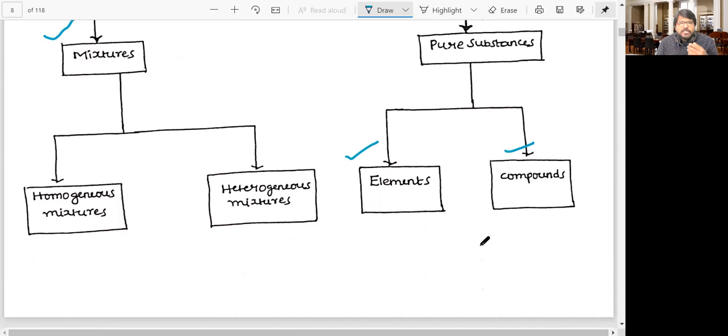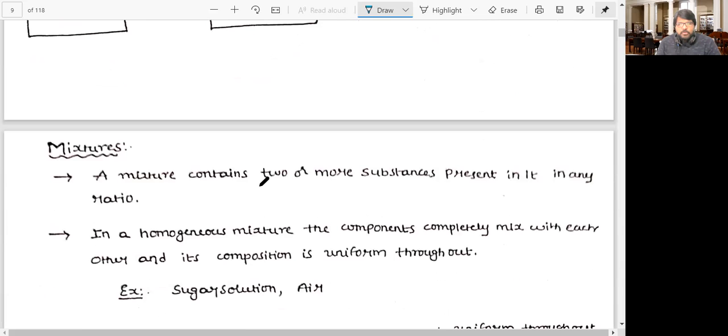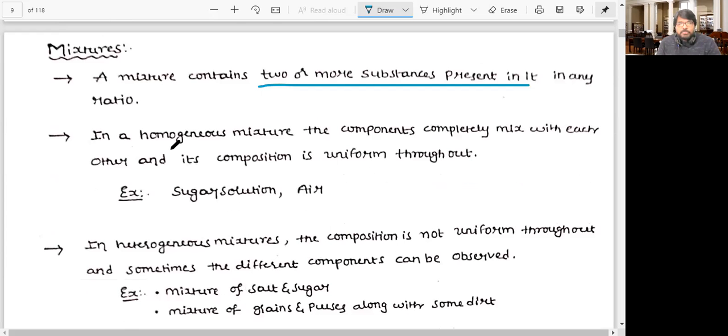So let us take some examples here. Mixtures. Mixtures contain, I told you, 2 or more substances. And in case of homogeneous mixture, the components completely mix with each other.